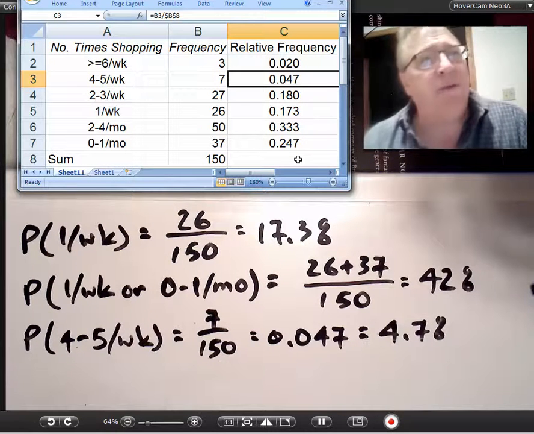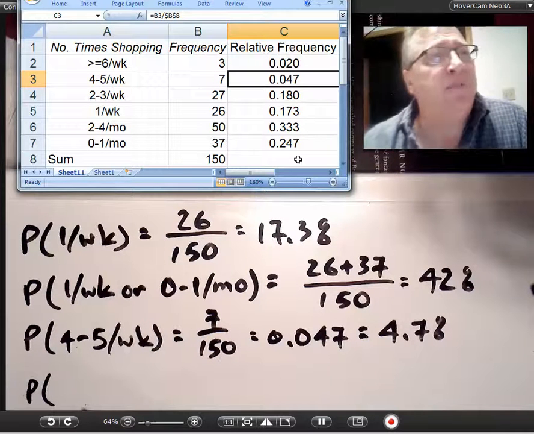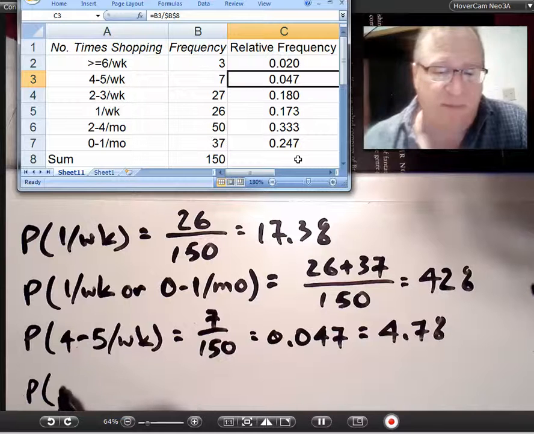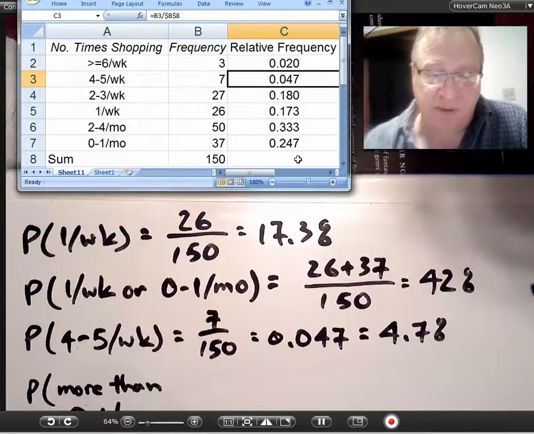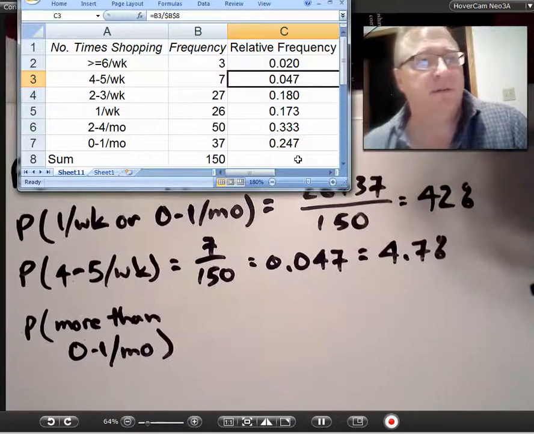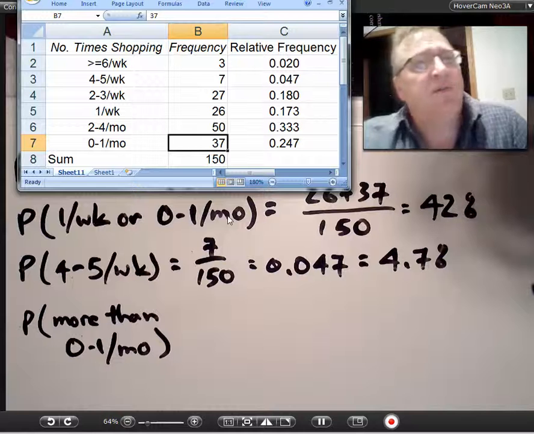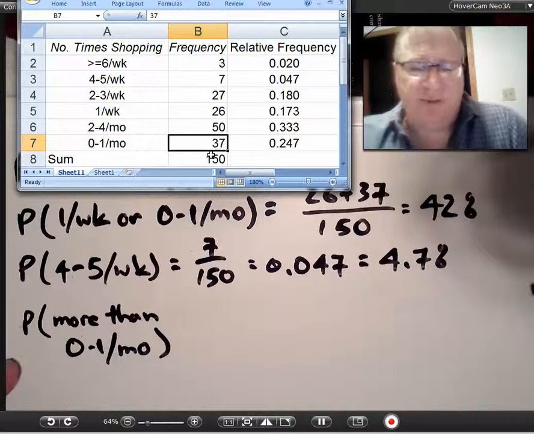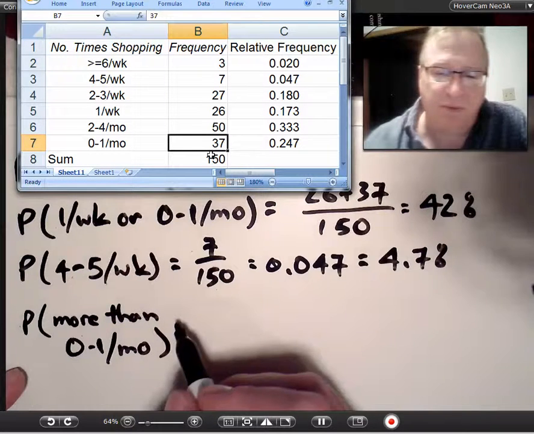I want to know the probability, how do I say this, that the person goes more than 0 to 1 times per month. All right. How does that work? Well, here's our 0 to 1 times per month. That's 37 times. But we want not that they go 0 to 1 times per month, but that they go more than that.